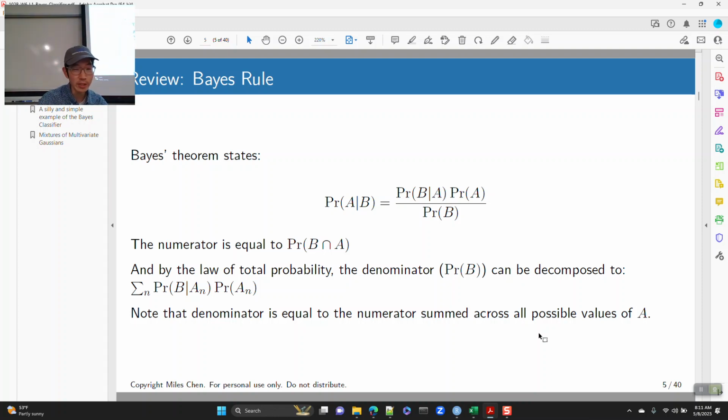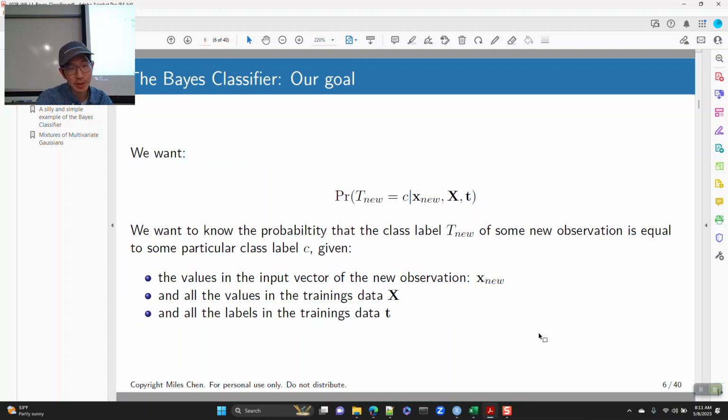The denominator, the probability of B, can be decomposed into the product of the probability of B given A times the probability of A, for all possible values of A. And so the denominator is actually the sum of the numerator for all possible categories of A. All right, let's go through an example, and we'll set it up for a classifier.